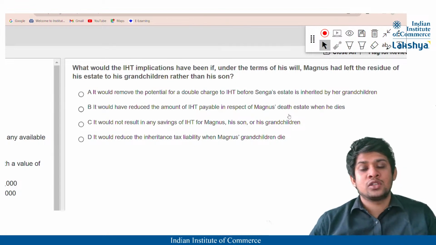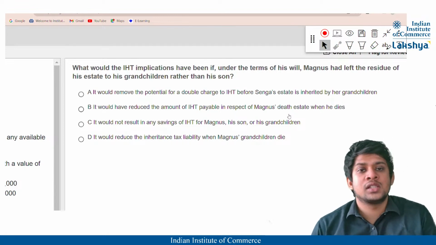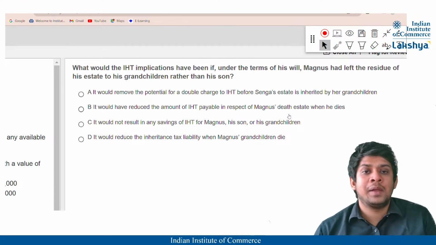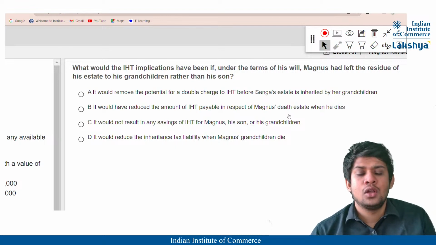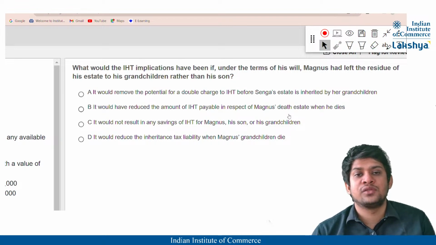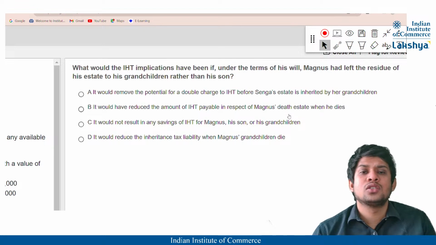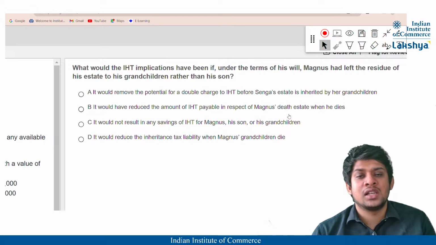Okay, so when Magnus transfers the death estate to his son, his son would pay IHT on it. Then again, if his son transfers to his own son, they would again pay IHT. So rather, what you can do is skip a generation. Magnus directly transfers to his grandchildren. That is also a death estate consideration, right?